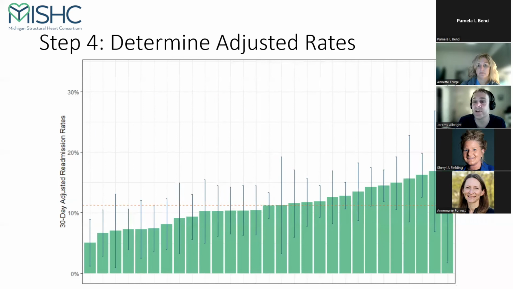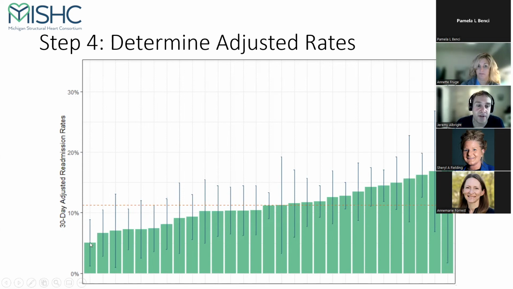And again, we present it with confidence intervals. And again, we have this horizontal line that's the average readmission rate after adjustment. And you can look at where you stand, rank ordered here. And then you can also take a look at this confidence interval. And so long as your confidence interval isn't bounded above the line, that is, so long as this confidence interval does not include that horizontal line, then you're good.